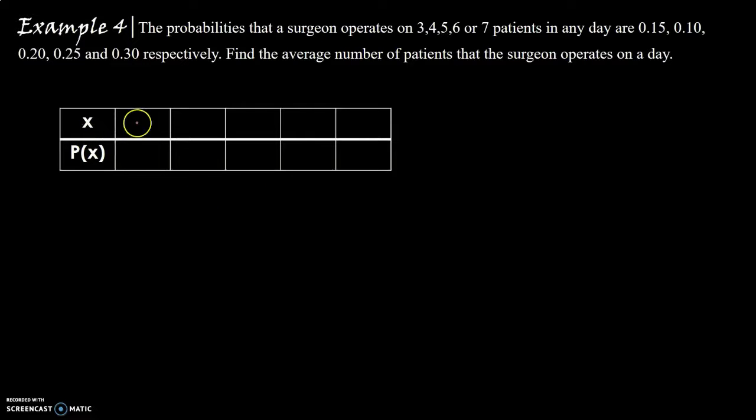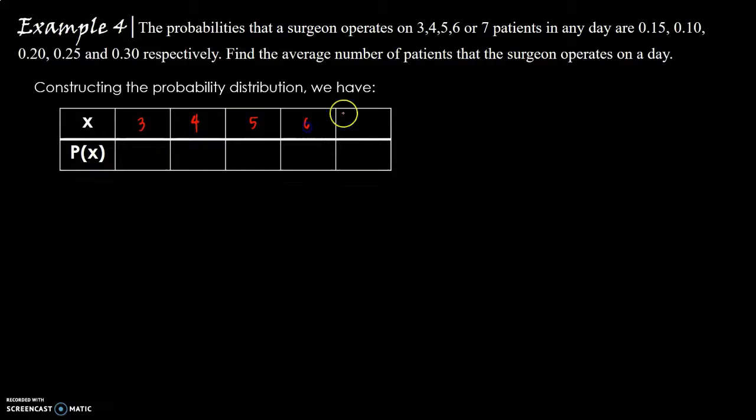So based on the problem, the surgeon operates on 3, 4, 5, 6, or 7 patients in any day. So those are our values of the random variable x. So we have here 3, 4, 5, 6, and 7.